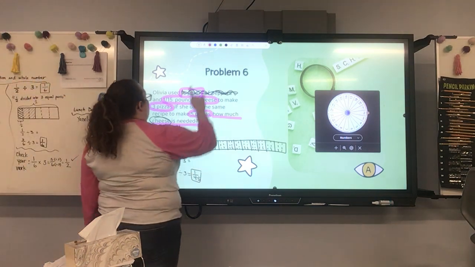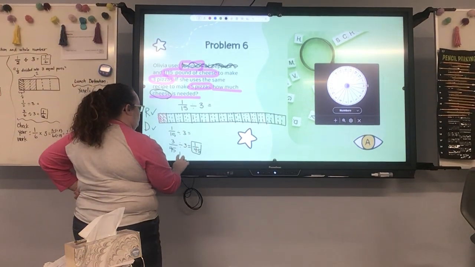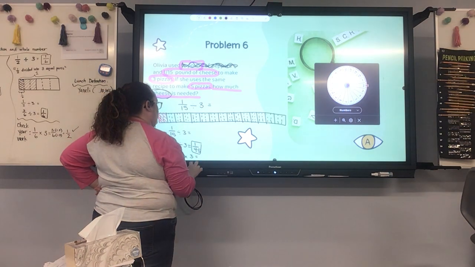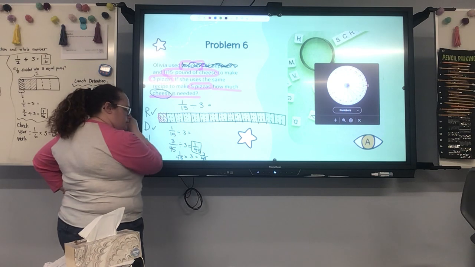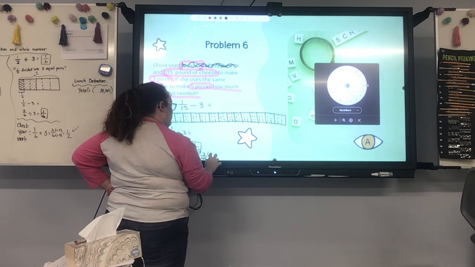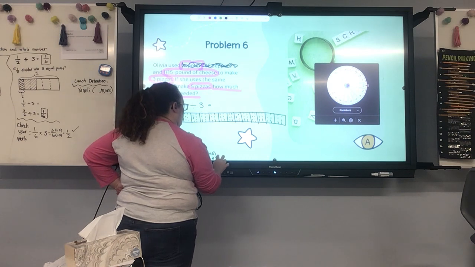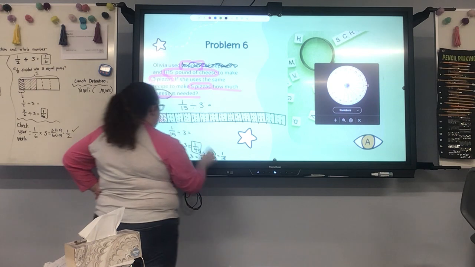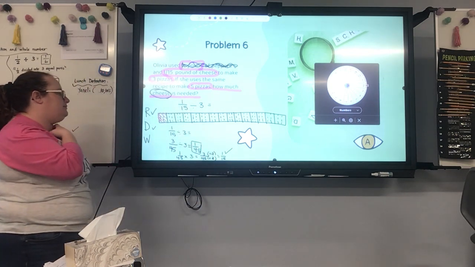But am I done? Nope, because now I got to check my work. So I'm going to do 1/45 times 3. 1/45 times 3 is 3/45. But can it be simplified? Yes, they both can be divided by 3. 3 divided by 3 is 1. 45 divided by 3 is 15. Does that match what I started with? You betcha, so I know I got it correct.